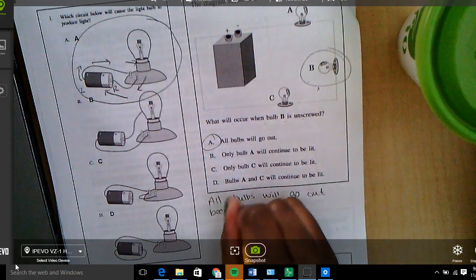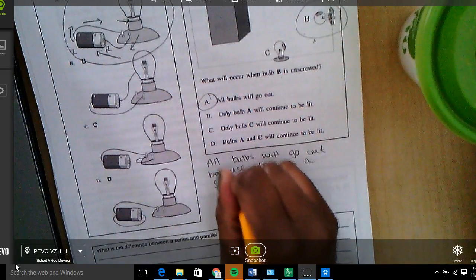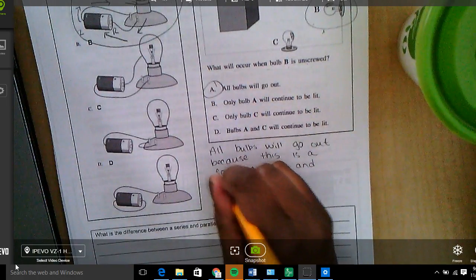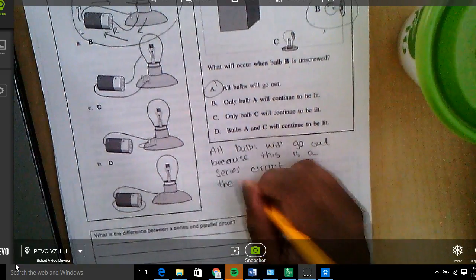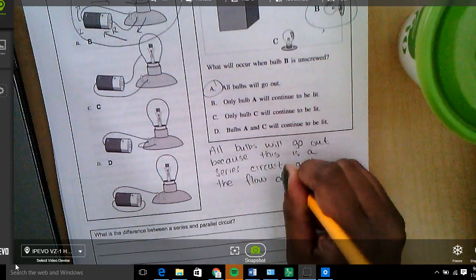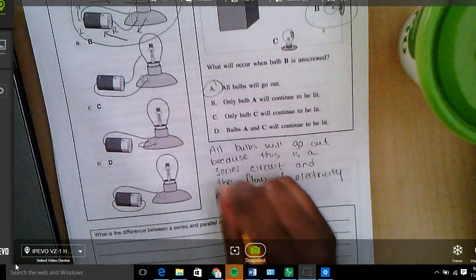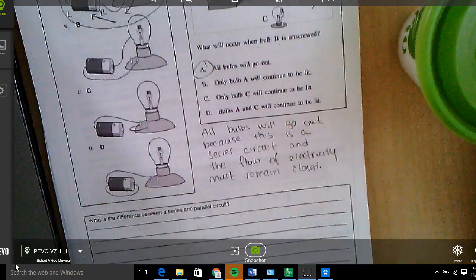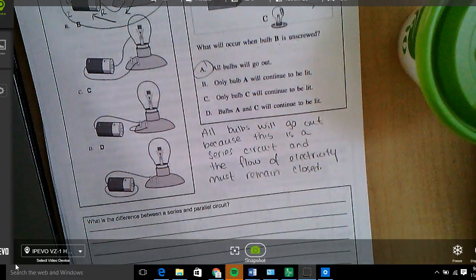Because this is a series circuit, and the flow of electricity must remain closed. If we unscrew one of these bulbs, it's like creating an open circuit or flipping open a switch. Electricity can't flow all the way around, and we saw that with our lights.